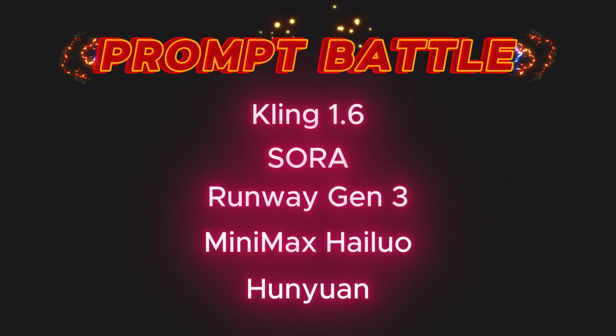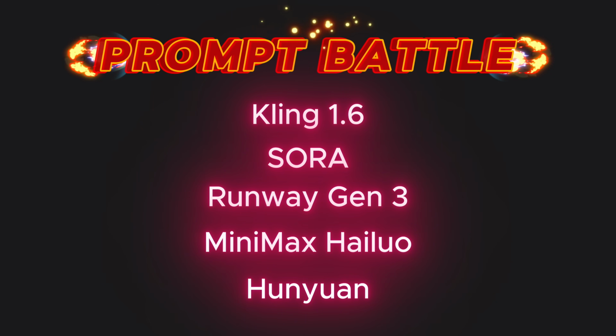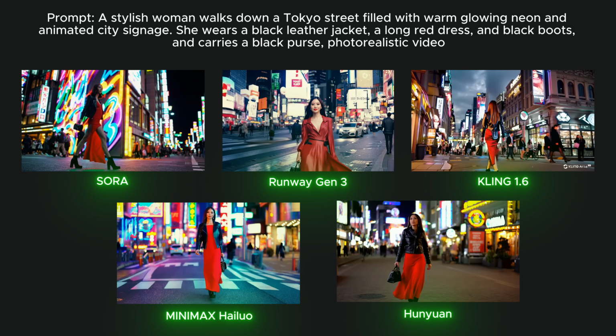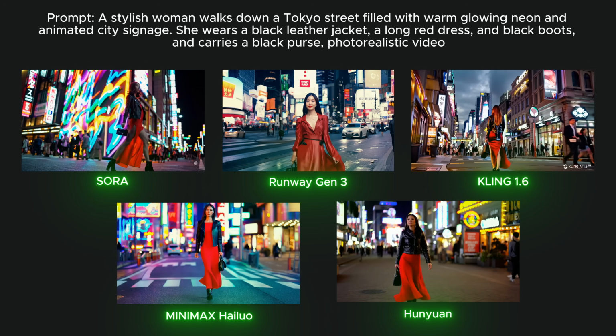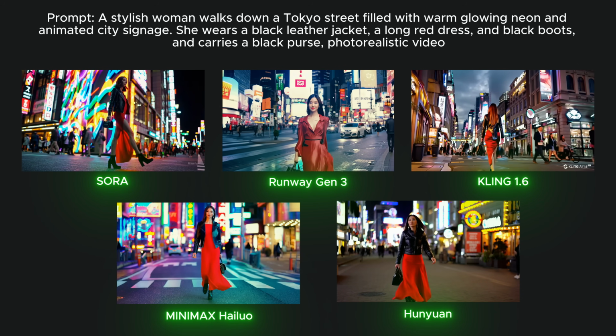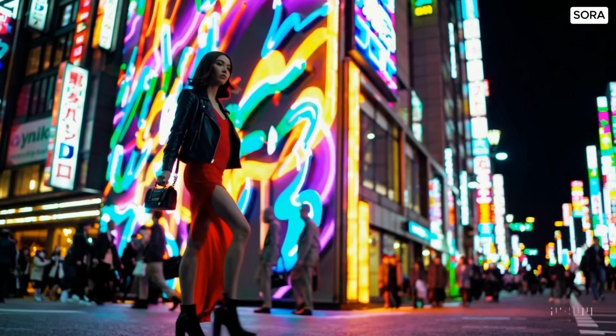Now let's jump into the prompt battle, and we will start with text to video. In text to video, I'm comparing 5 models: Kling 1.6, SORA, Runway Gen-3, Minimax and Hunyuan. The first prompt is the famous stylish woman walks down a Tokyo street. You can see the full prompt on the screen. I'm running the same prompt for all these models. I will start with the worst one.